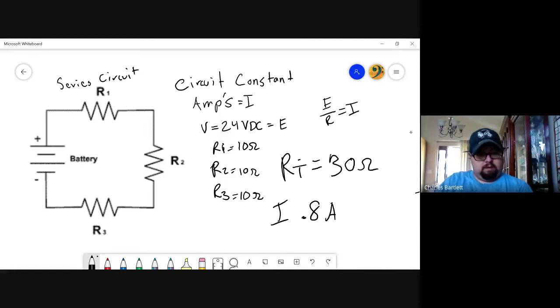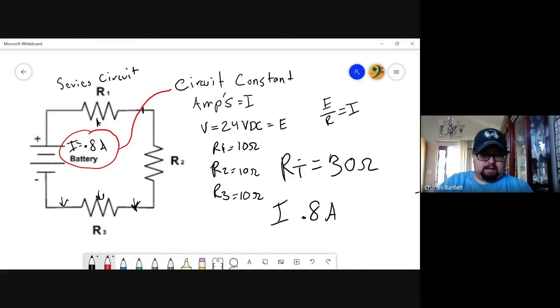It wouldn't matter if it was here, or here, or here, going across the resistance. It would always be 0.8. I equals 0.8 amps, because amps is your circuit constant. And so often when we do problems with series circuits, that's what they want us to find, is the amps.